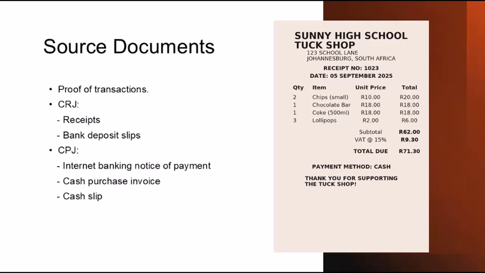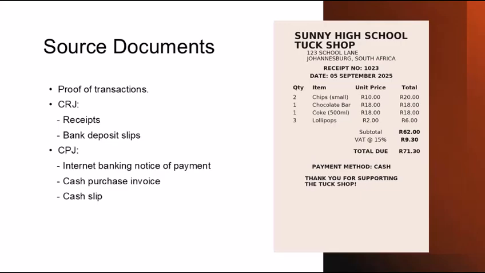Imagine being in court. You can't just claim something happened. You need proof. In business, that proof comes from a source document. So, for example, at the tuck shop, Sipho buys a packet of chips for 10 Rand. He pays cash. The tuck shop issues a receipt. That receipt is the proof that the transaction took place, and then that receipt is used to record the transaction in the Cash Receipts Journal.